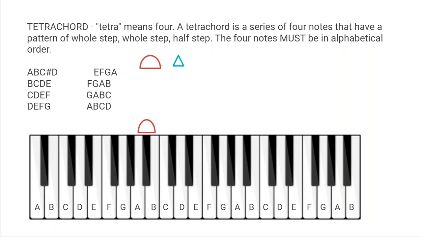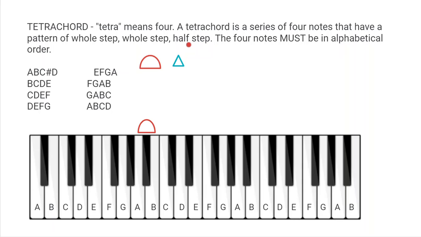Right here. I go A to B is a whole step. B to C sharp is a whole step. I cannot say A, B, D flat because I'm skipping a C. It is A, B, C sharp, right? So from A to B is a whole step. From B to C sharp is a whole step.